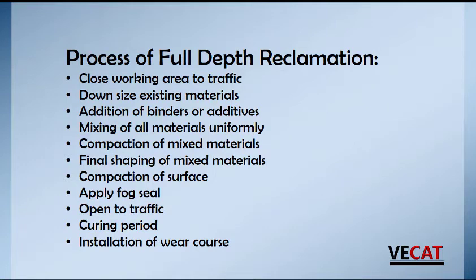All right, so here's a rundown of the process of full depth reclamation. We're going to close the working area to traffic, downsize all the existing materials, or grind up the asphalt into smaller granules, add binders or additives if needed in the design, and then mix all the materials uniformly. After all of that, we're going to start compacting the mixed materials, and then do a final shaping of the mixed materials using a blade or other kind of structure to get the crown of our road back and whatever areas need to be smoothed and fixed.